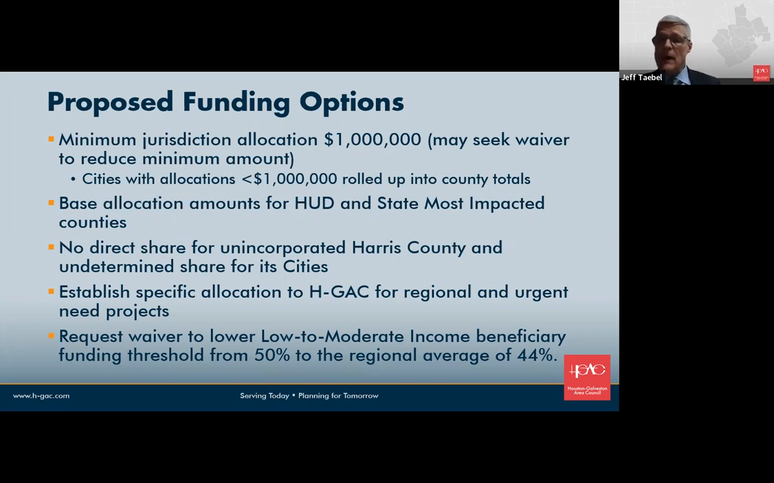As a result, there may be such a project that would in fact benefit significant numbers of low to moderate income people that would not qualify for that pass-fail amount. So we think moving that down to the regional average of 44% might be a reasonable request to provide that kind of flexibility, and will help more people, both low to moderate income and others in the region. Next slide, please.